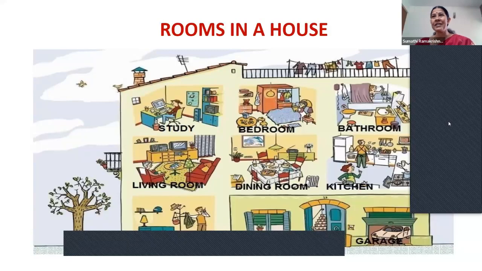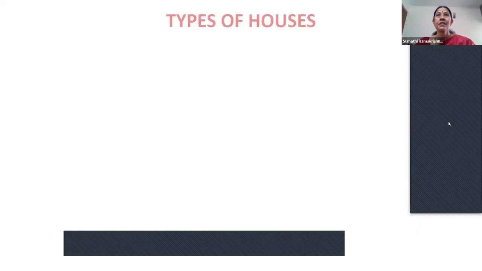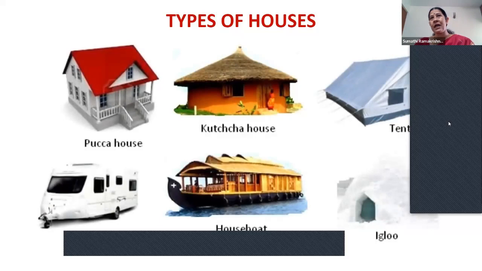Okay, generally you can say it's based on this. Then comes the types of houses. Now the types of houses are pakka house and kacha house. Pakka house means the permanent house. Kacha house, the temporary house. You can call it that way.